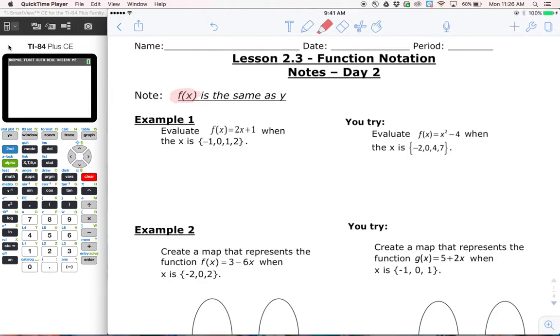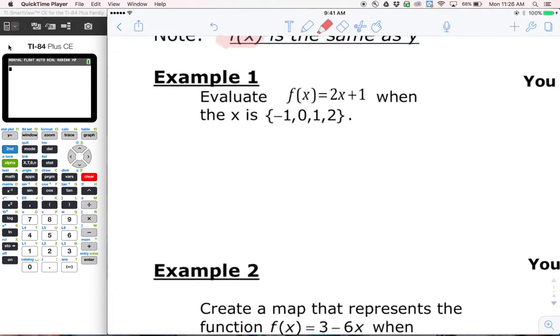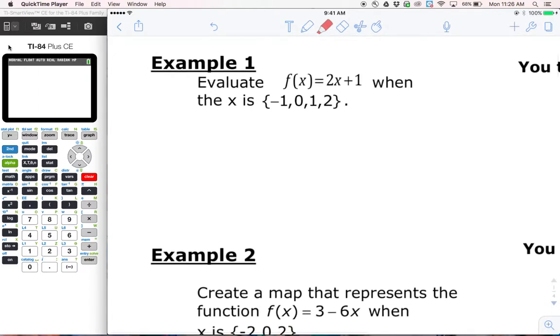We are asked to evaluate this function, f of x equals 2x plus 1, when the x is, and they give us a list, negative 1, 0, 1, and 2. So just a reminder, they're saying f of x equals, we know this is the same thing as 2x plus 1, right? Just a quick reminder. Now, if we wanted to, we could do this the long way, right? We've got f of x equals 2x plus 1.